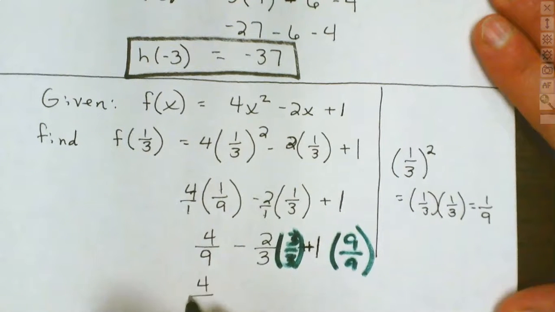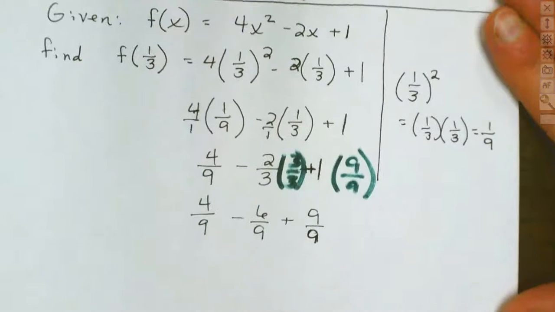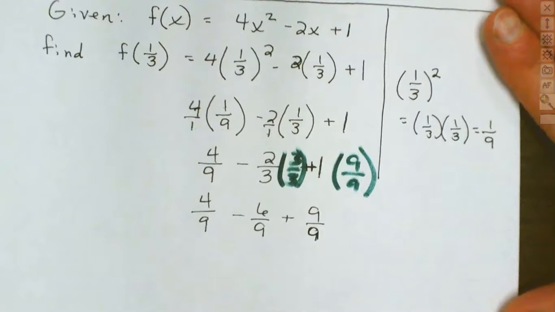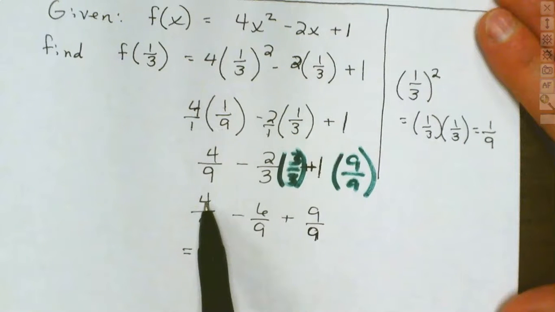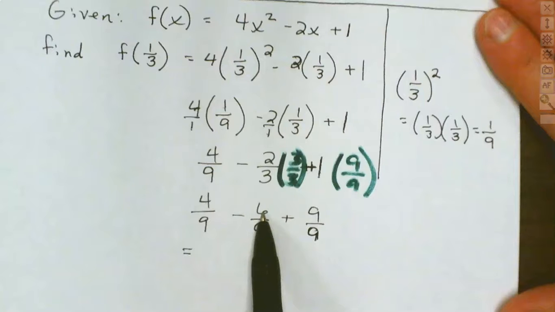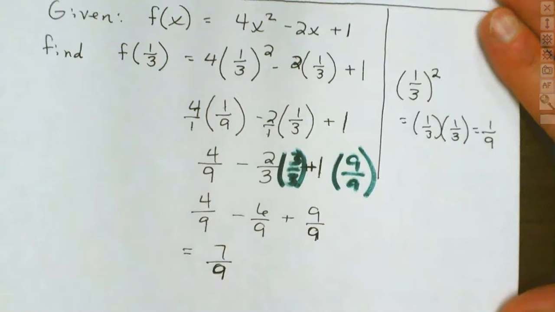And now we've got 4 ninths minus 2 times 3 is a 6. 3 times 3 is a 9. And then we've got 1 times 9, that's 9 over 9. Now what do we notice here? Okay, we've got all common denominators of a 9. So we can put them all together. And we've got now 4 minus 6, that's a minus 2. Minus 2 plus 9 makes it 7 ninths. So you just combine them together because they all have the same denominators.